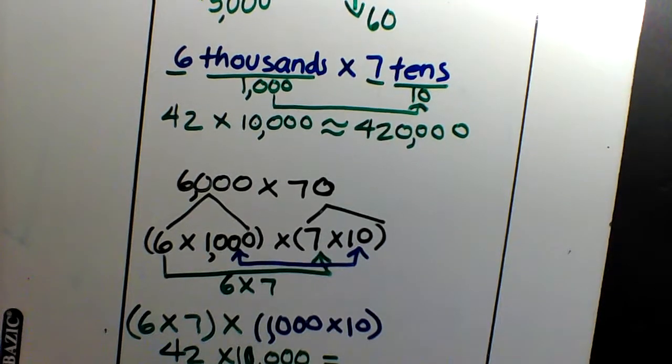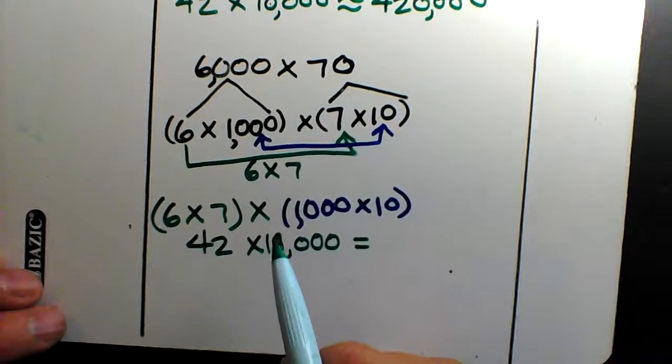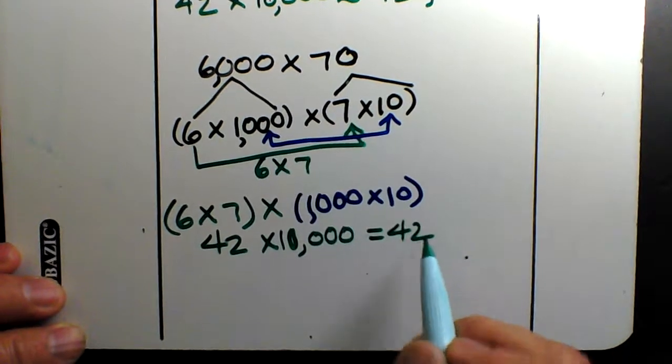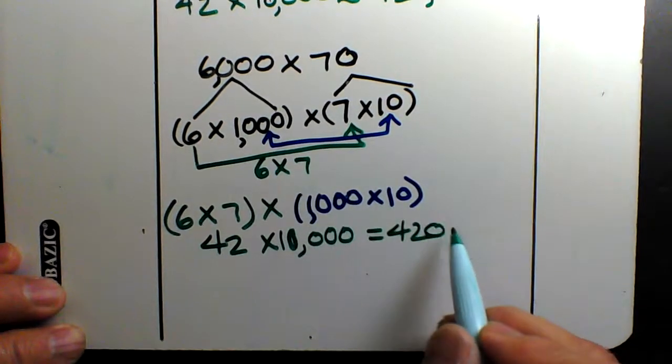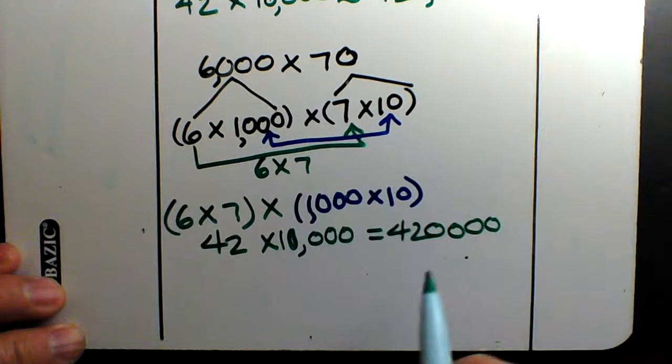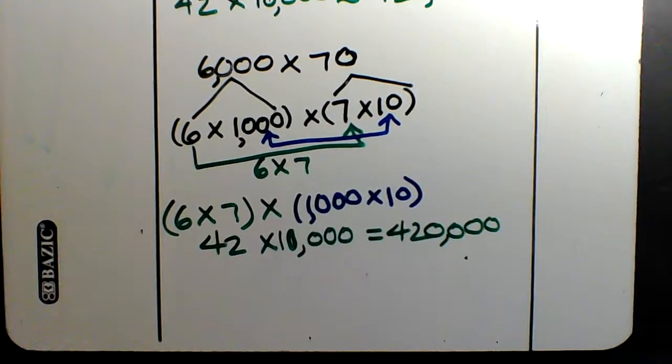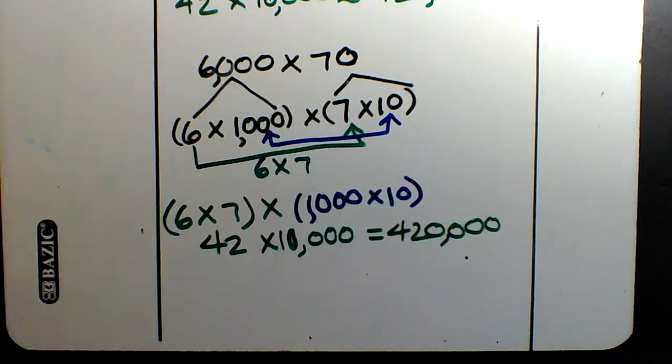Now, you know that our total will be the same thing, right? 42 times 1 equals 42, followed by the number of zeros next to it. That will be 4 of them. So the answer will be the same thing. It will be 420,000.